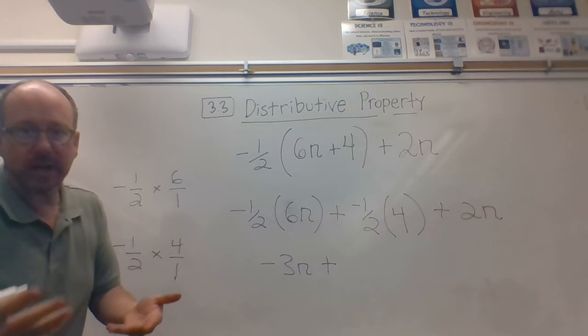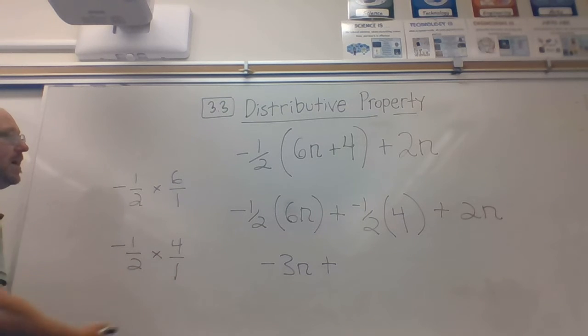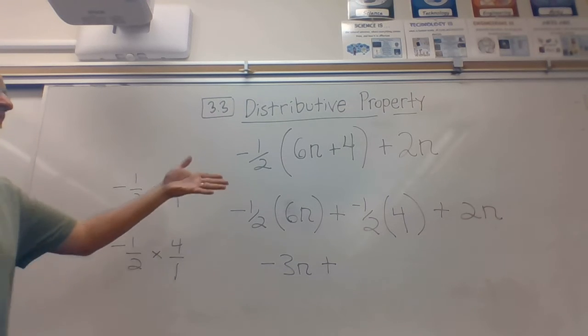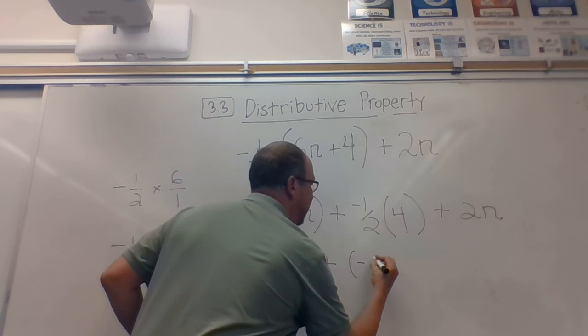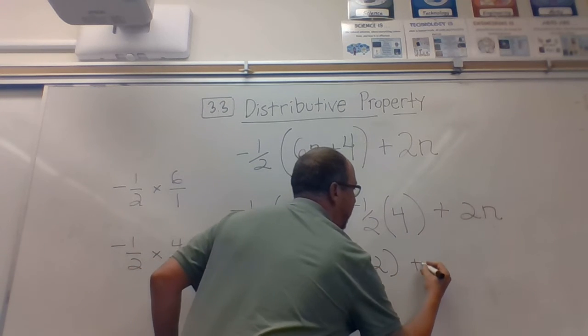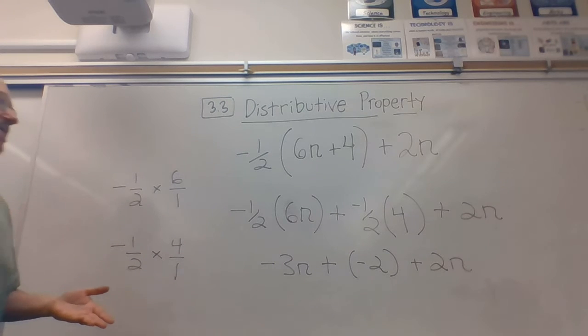So obviously, if you're getting into more complicated fractions, if you need to make a different common denominator, doing a breakout problem could help you. This is pretty easy, right? A -1/2 of 4 is going to be plus a -2. And then we have our 2n at the end, and we're ready to do another step.